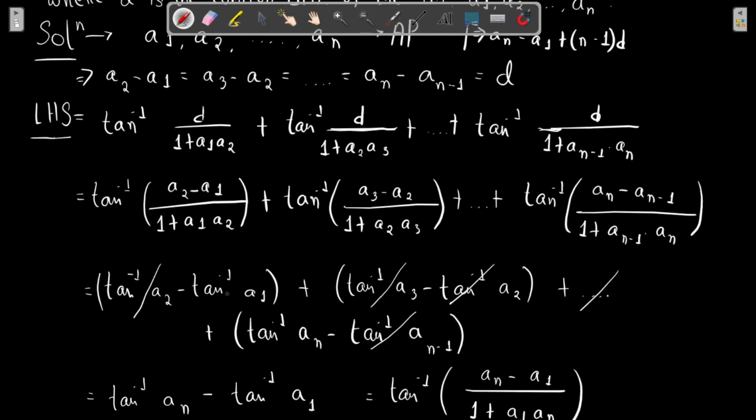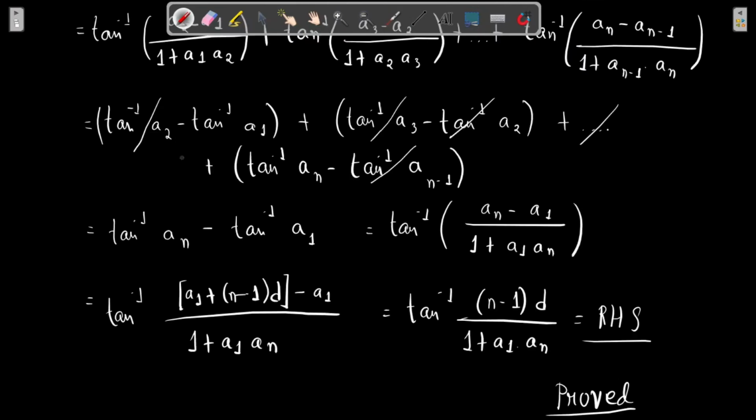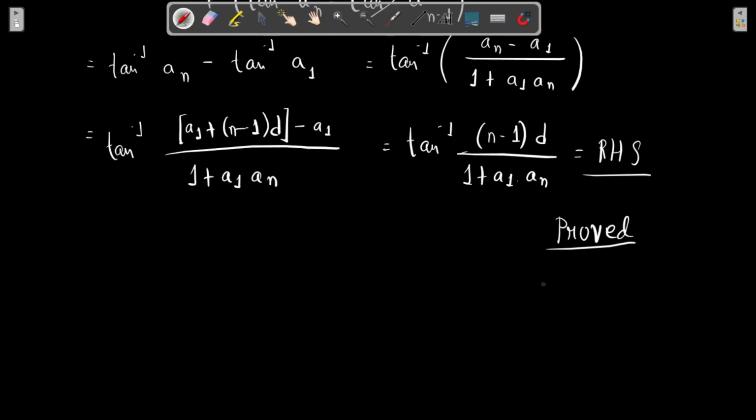While expanding, we have to carefully note that all these terms in the expansion will get cancelled out. Tan⁻¹a₂ will get cancelled out in the second term, tan⁻¹a₃ will get cancelled out in the third term, and similarly tan⁻¹a₄ will get cancelled out in the next term. The only two terms that will be left are the first term and the last term, that is tan⁻¹aₙ and the negative of tan⁻¹a₁. So this is it. Thank you.